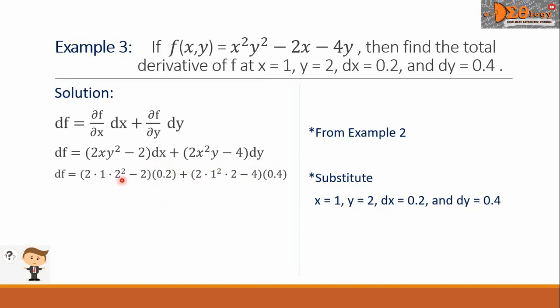Simplifying further, this 2 squared will be 4. 4 times 1, then times 2 is 8. 8 minus 2 will be 6, multiplied by 0.2, plus 2 times 1 squared is 2. 2 times 2 is 4, and 4 minus 4 will be 0, to be multiplied by 0.4. And we can cancel this product because of the 0. So the df equals 6 times 0.2. And we have the final answer as 1.2.